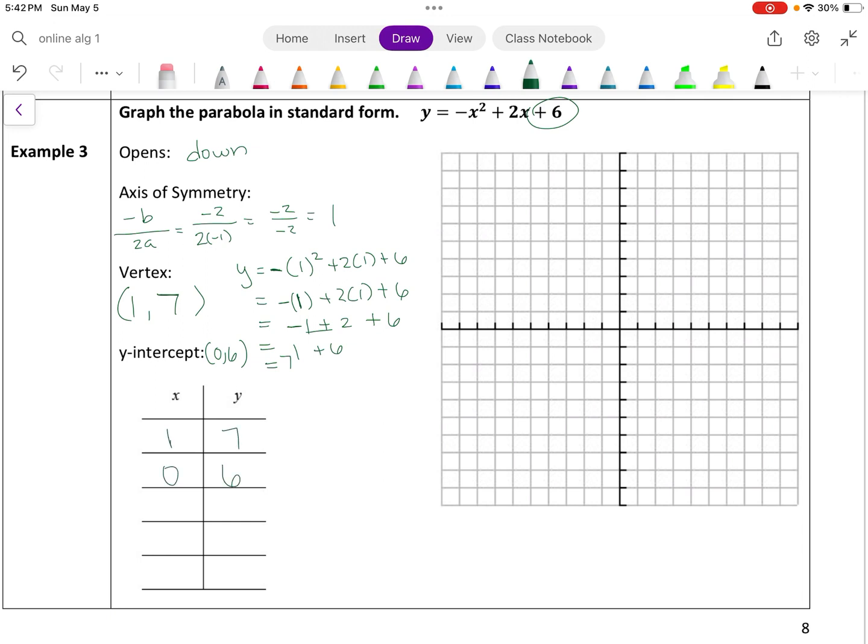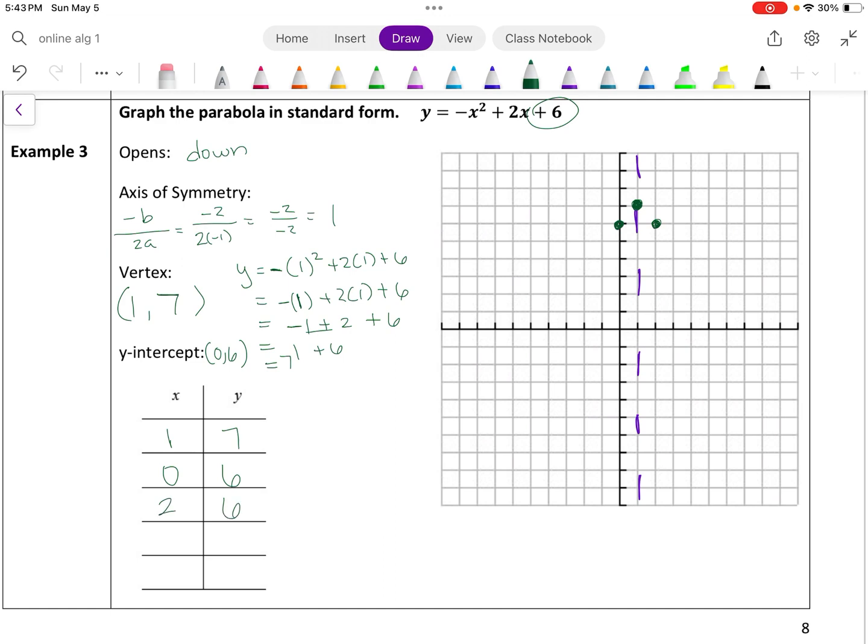So I'm going to take a second. I'm going to put what I know in my table and then on my graph. So my axis of symmetry just happens to be 1 again. Lots of 1s in this video. And then my vertex would be the point (1, 7). So that'd be up here at (1, 7). And then we said our y-intercept is (0, 6). And we can mirror that to find the point (2, 6).